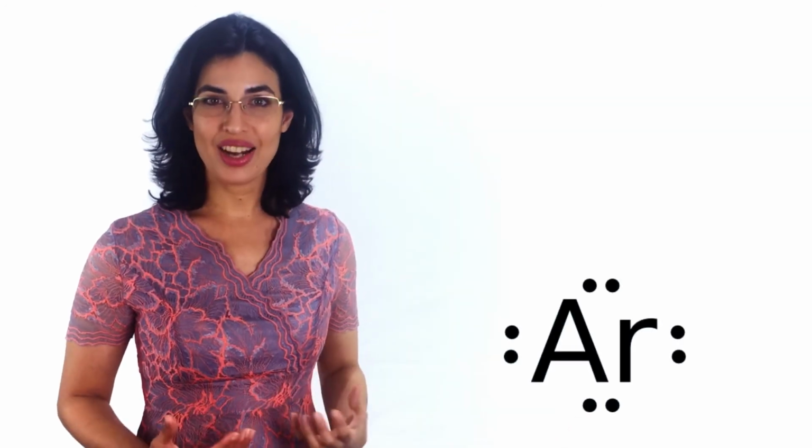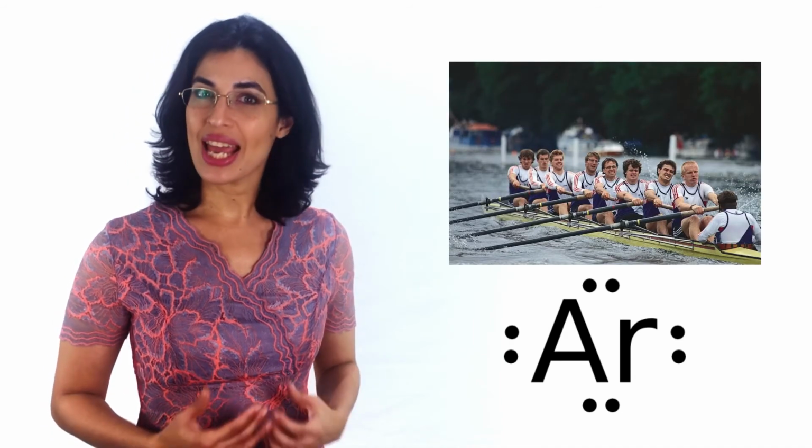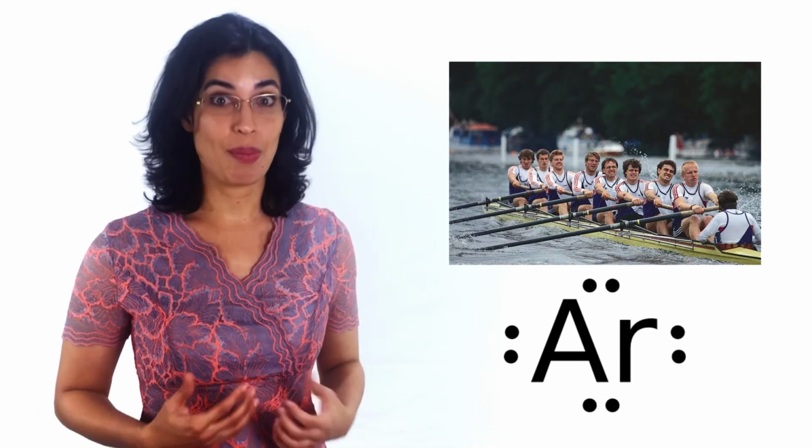Quick review questions. Why are electron dot diagrams useful? An electron dot diagram shows the paired and unpaired valence electrons of an atom, and they are useful to determine how many bonds it can form. An atom of argon has 8 valence electrons, which helps it to keep stable. Just like a racing boat has 8 oars, it helps it to keep stable.